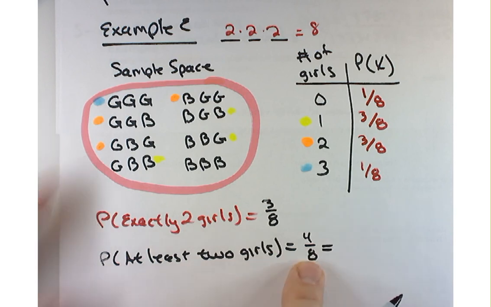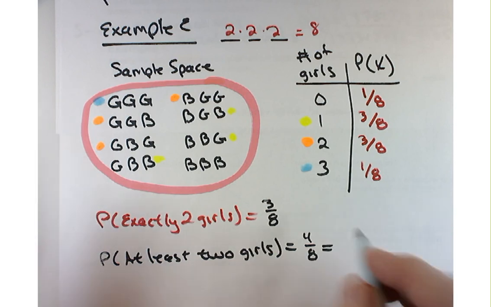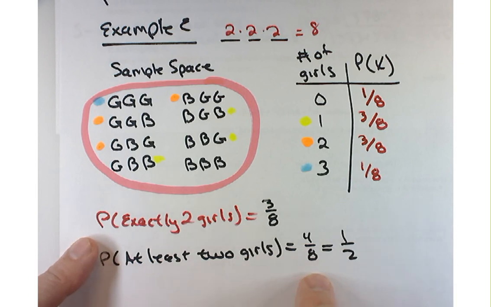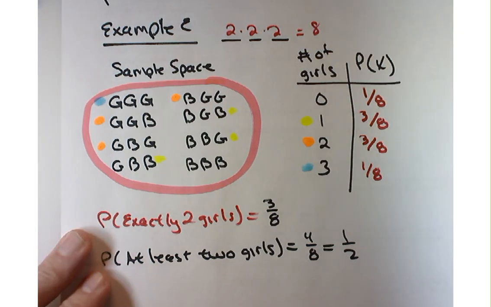Now, as I said earlier, I don't really care if you put this in lowest terms or not too much. I mean, I'm happy when you do, but it's okay. 4 out of 8, 1/2. Either answer is going to get full credit.